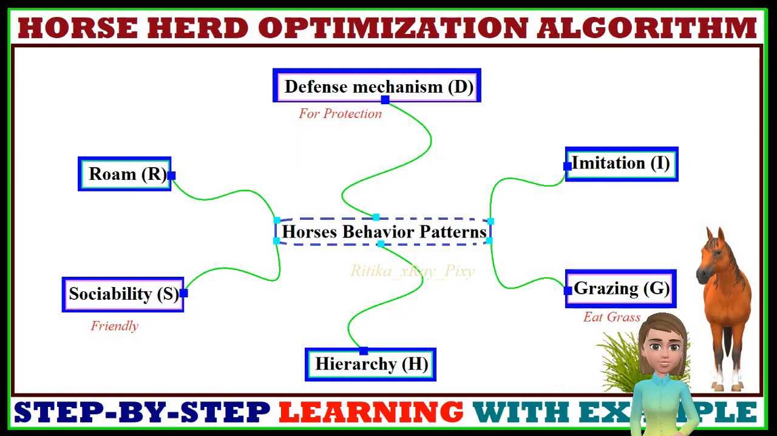Now you can see here horse behaviors. As this algorithm is based on different horse behaviors, first you can see here grazing, that is continuous eating. Horses can eat grass 16 to 20 hours a day, and in the hierarchy they have their dominant leaders and they follow a leader in the herd. Horses are friendly and they roam. Defense mechanism is used by horses for their protection when they encounter predators. Now, one by one, we will try to understand the horse behaviors as they are used in this algorithm.